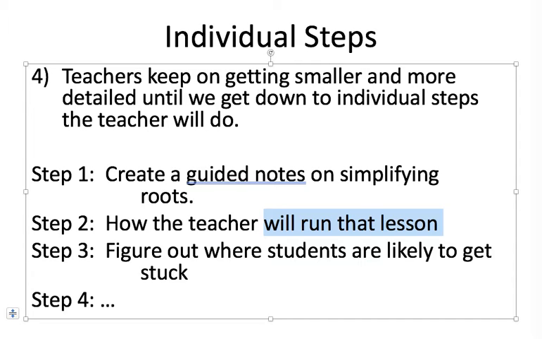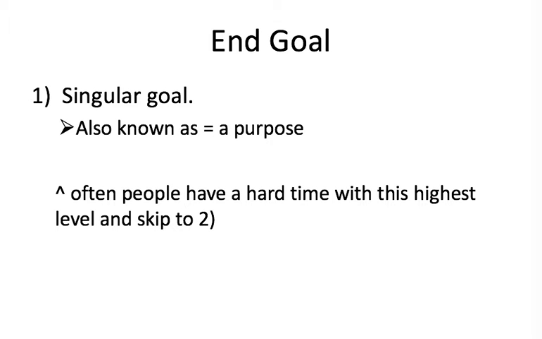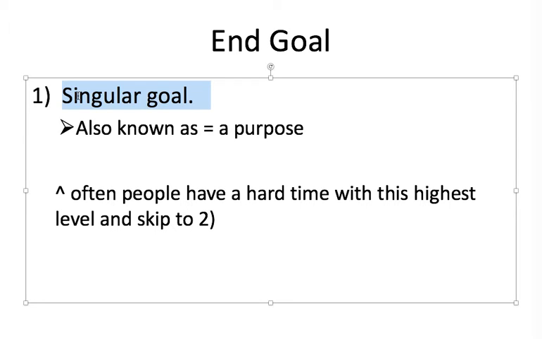You're going to do something similar to this, except you're going to be doing backwards planning for your life. So, like all backwards planning, first thing you're going to do is start at the end. You're going to start at the biggest level. So, for this case, you'd be thinking of a singular goal that will be driving the rest of your life. A lot of times, this is also called a purpose.